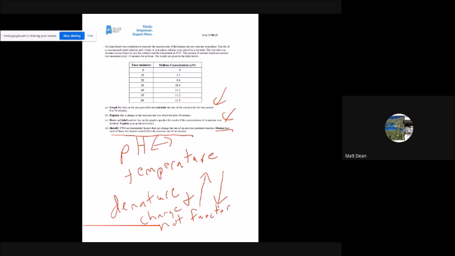All right, so that's it for our first FRQ. Before we move on, are there questions on this one?